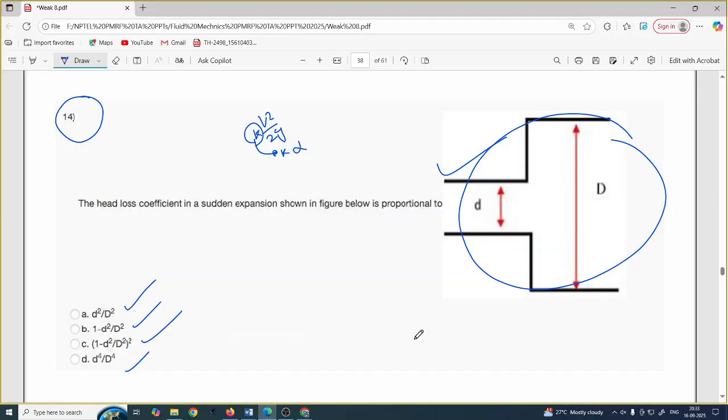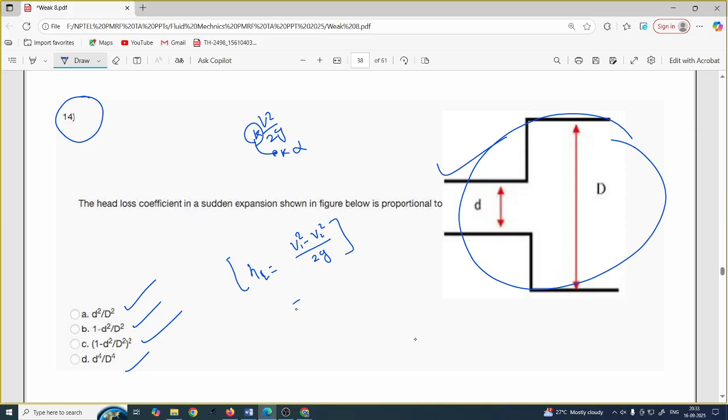Okay, let me discuss. Here you need to calculate the coefficient of the sudden expansion. Due to the sudden expansion you have head loss, v1 square minus v2 square divided by 2g. This is your head loss formula. But here the question is asking about your k.